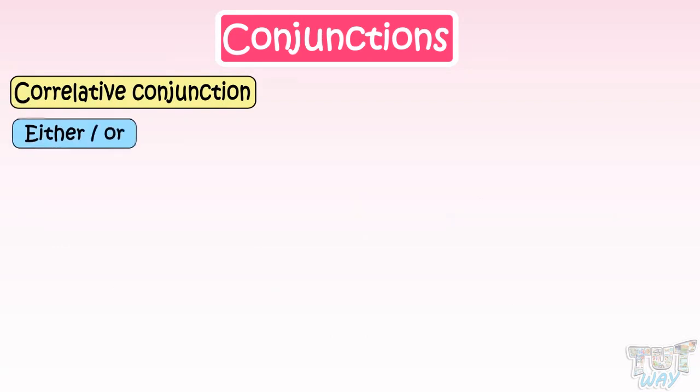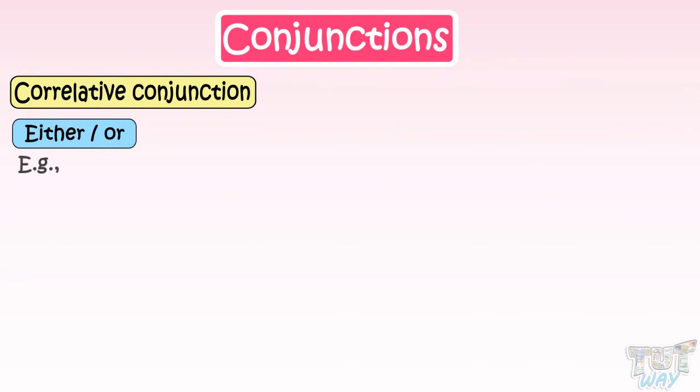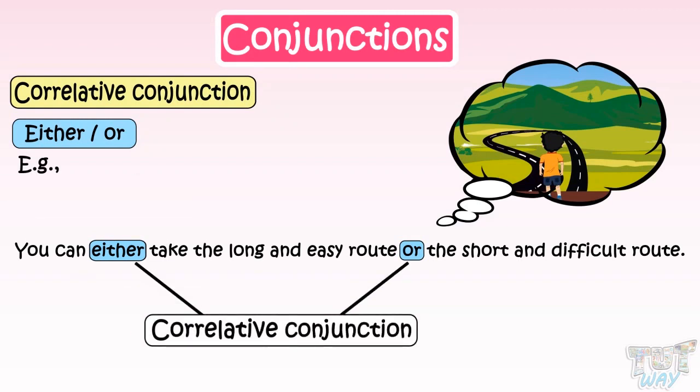Either or. These conjunctions are used to give a choice between two objects in a sentence. Example: you can either take the long and easy route or the short and difficult route. Here, a choice between two things is given. This is why we have used "either or." Let's see some sentences in which "either or" are used.